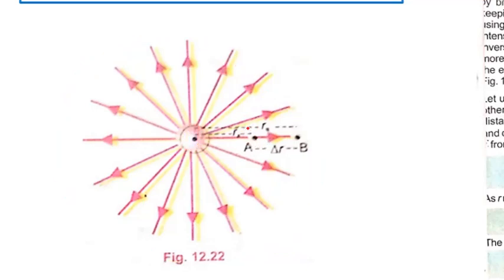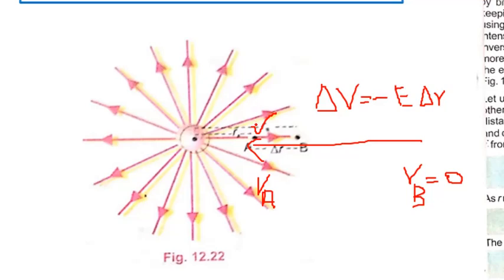To calculate electric potential, we need to bring a unit positive charge from infinity to this point, keeping the charge in equilibrium. To find potential at point A, we use this equation, delta V equals minus E delta R, which we derived in previous topic. Here we find potential difference between 2 points, but one of the points is at infinity where potential is 0, so we get a single potential at point A.